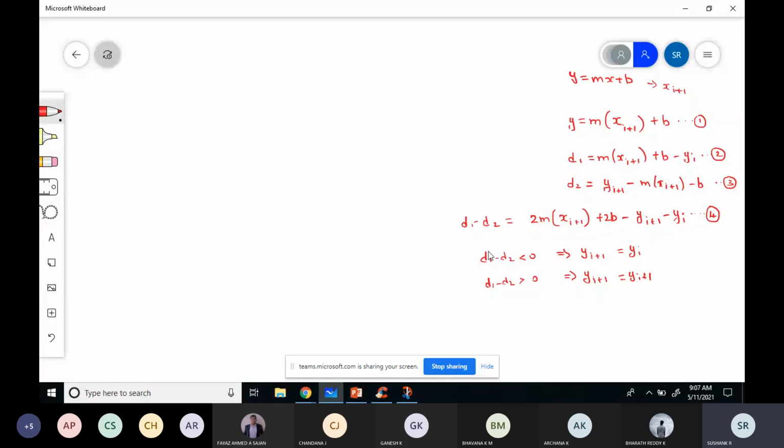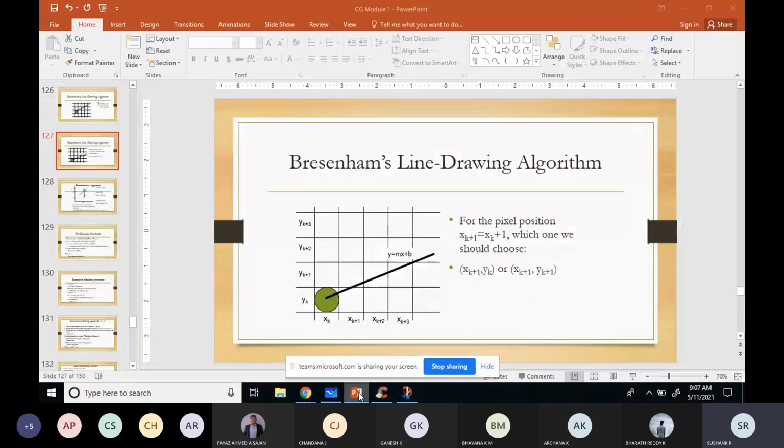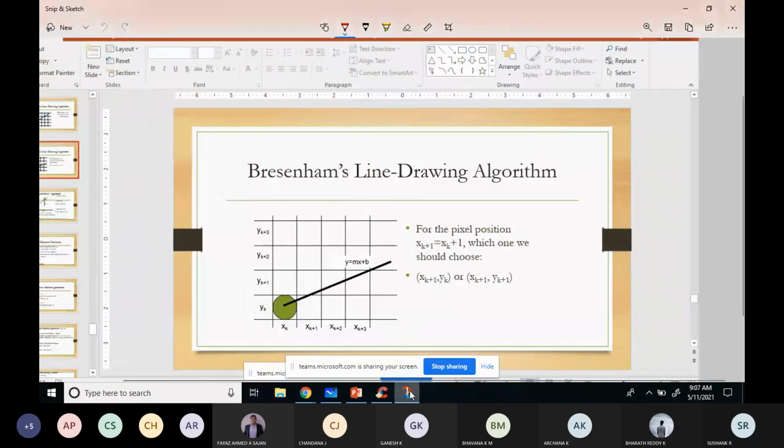Here x is moving in unit intervals. For example, xk, k plus 1, k plus 2, k plus 3, like that. So the difference is in the unit direction. So you can write x of i plus 1 as xi plus 1.